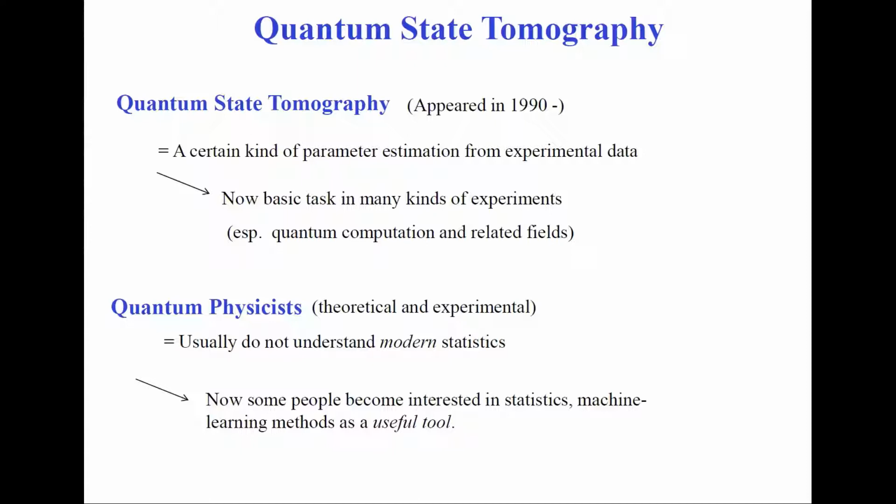And quantum physicists, both theoretical and experimental, usually do not understand modern statistics. Typically, they do not know hypothesis testing, admissibility of estimators, completeness, and so on. But now, some people have become interested in statistics and machine learning as useful tools.